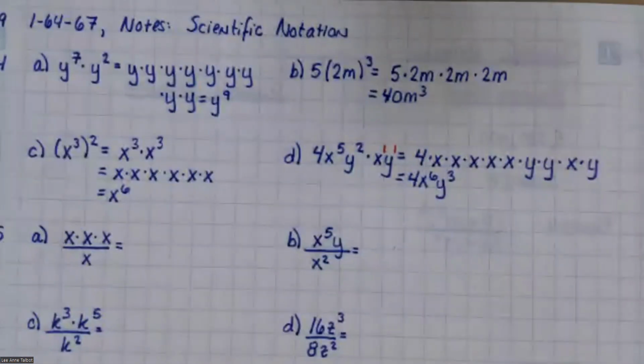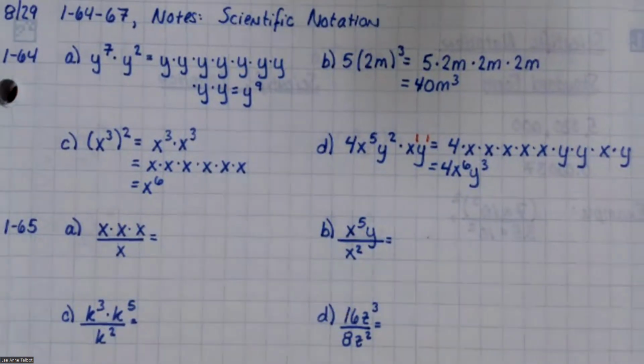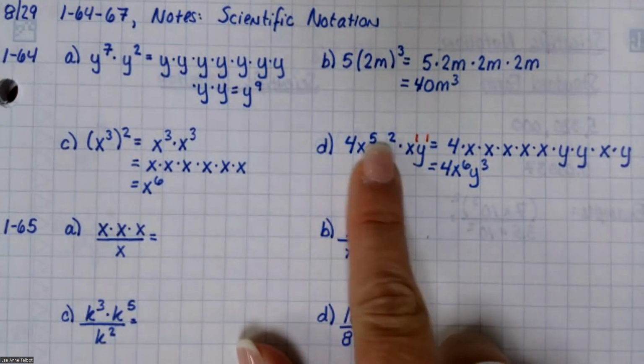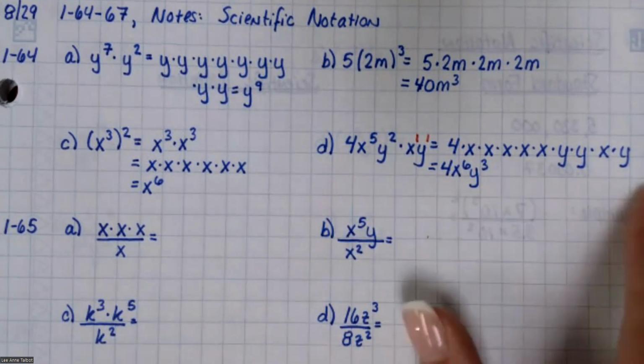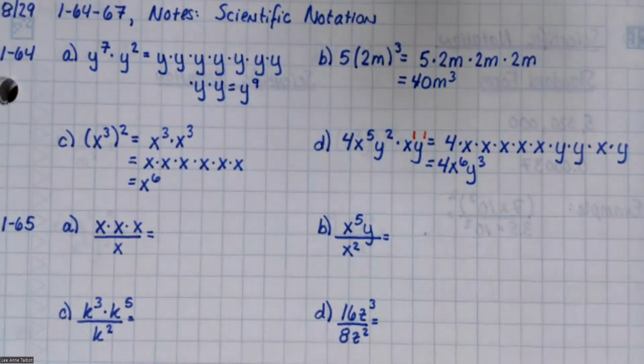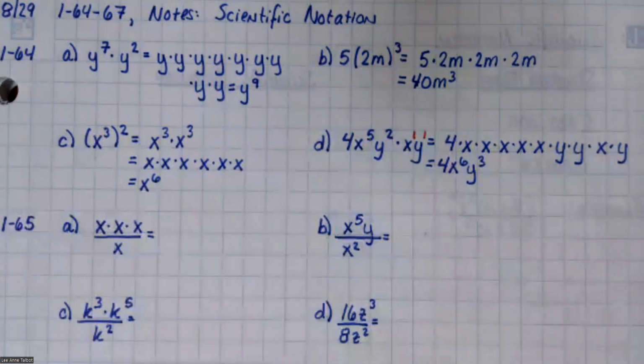Okay, why am I putting that? Because if I know that, I can go straight from here to here without writing it all out. Okay, any questions about number 64? Are we good? Okay, now 65.